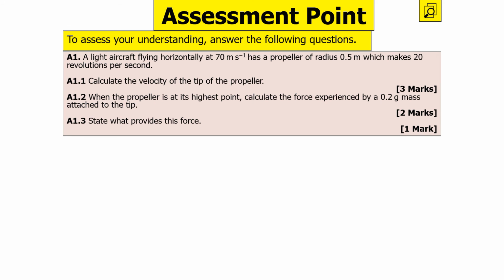The next question says, a light aircraft flying horizontally at 70 meters per second has a propeller of radius 0.5 meters, which makes 20 revolutions per second. Firstly, calculate the velocity of the tip of the propeller. Then when the propeller is at its highest point, calculate the force experienced by a 0.2 g mass attached to its tip, and then state what provides this force. So pause the video now, then unpause the video when you want to go through your answer.